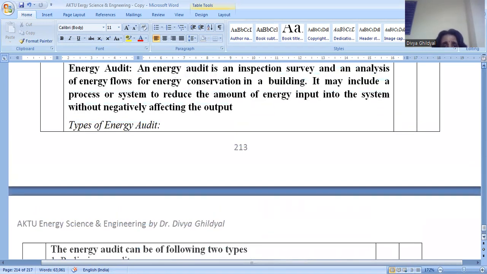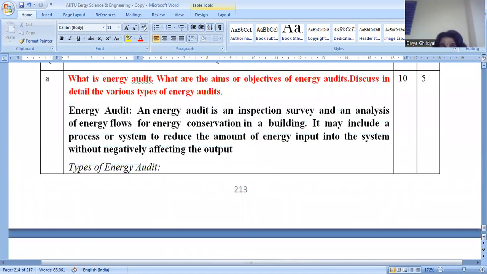What is meant by energy audit? 10 marks. So audit is like checking. So an energy audit is an inspection survey. It analyzes the energy flows for energy conservation in buildings.